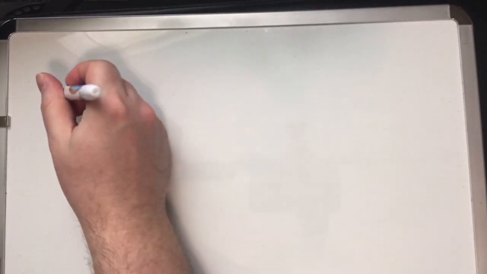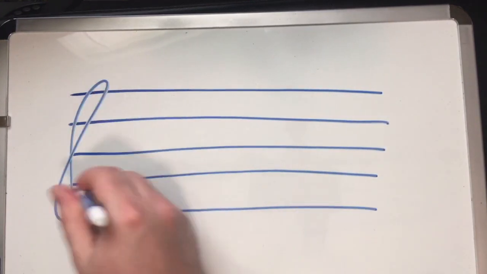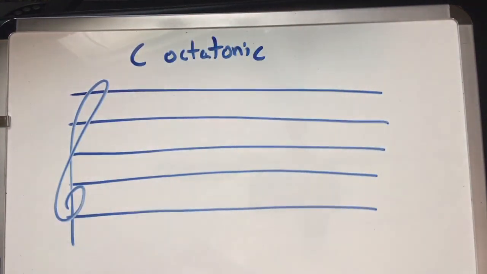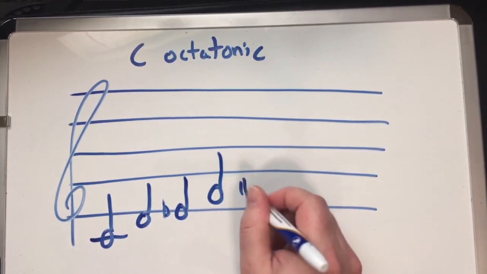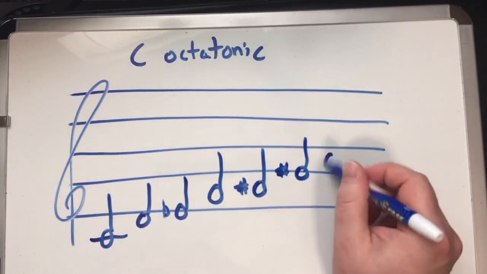The last one we're going to talk about is octatonic, and this one's a little bit more tricky to understand. It's not used as often in Western music, but it's used a lot in Russian music. It's basically you start on a note and then you alternate whole steps and half steps. You can start on either one, whole step or half step. It's still considered an octatonic scale.